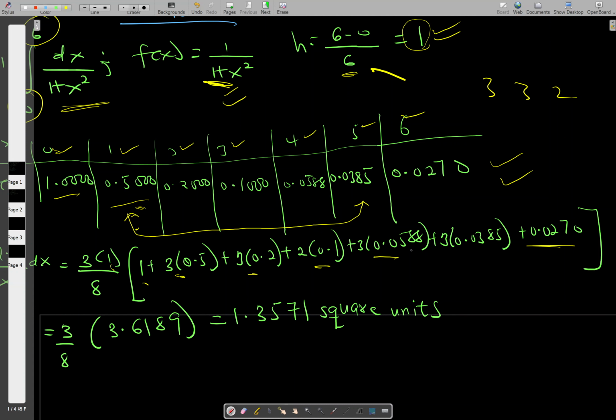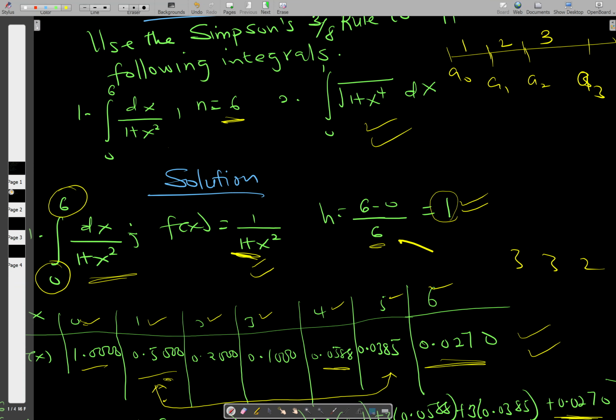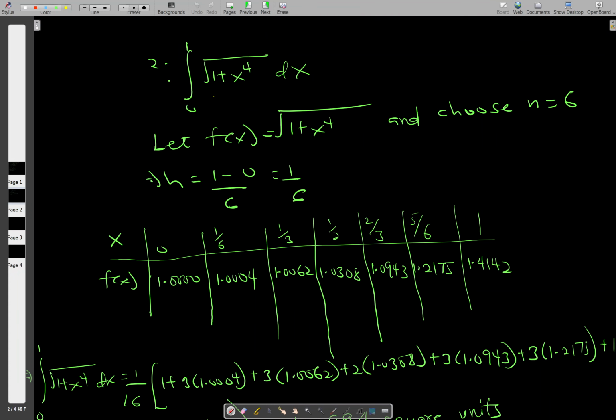So you can now pause the video and try your hand on the next question. So this is the next question, the second question. Let's evaluate this integral using Simpson's 3/8 rule. We choose our integrand, that's the square root of 1 plus x to the power 4.